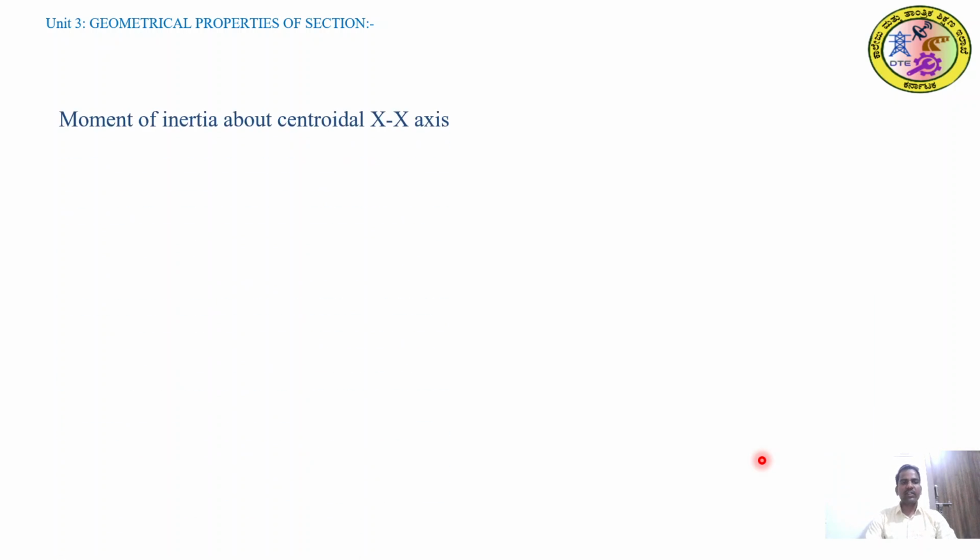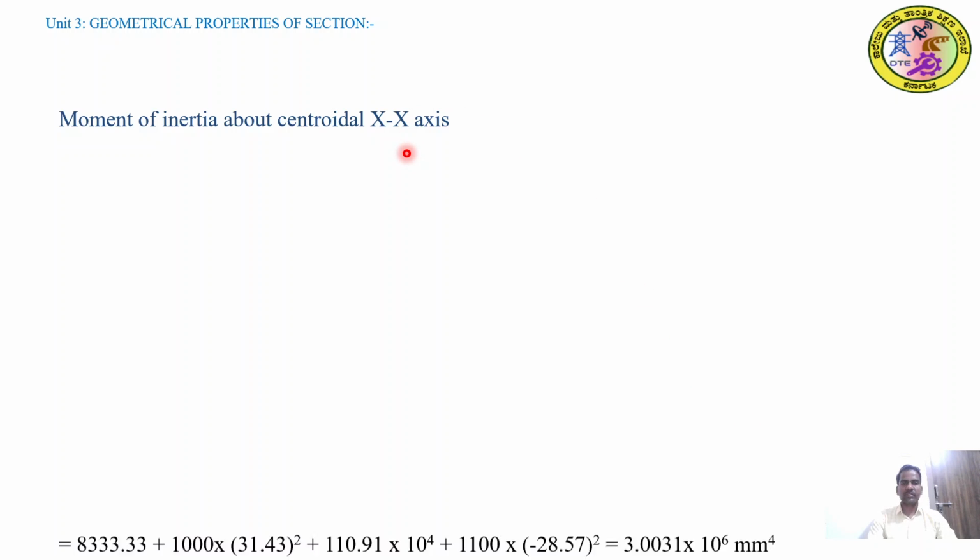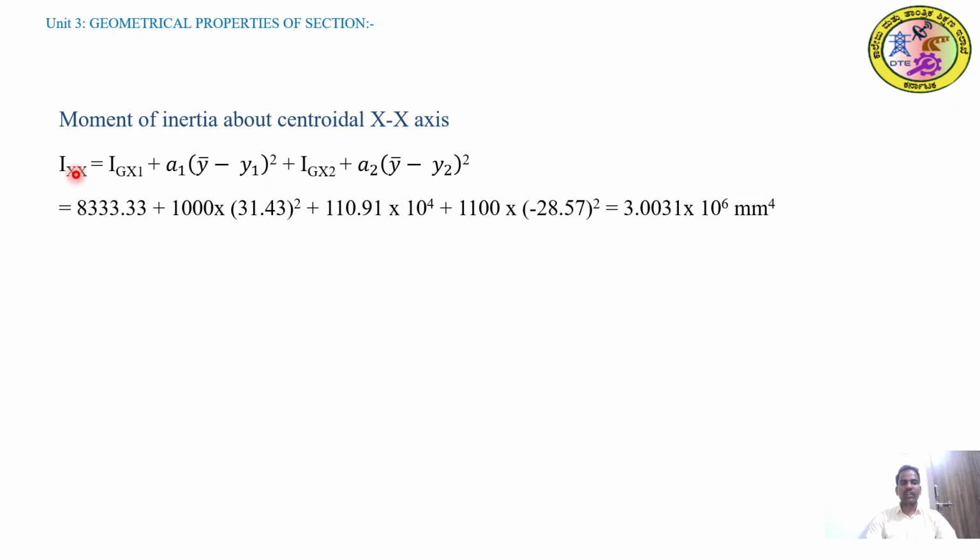To find the moment of inertia about the centroidal x axis, the formula is Ixx, the moment of inertia of the L section with respect to the x axis, equal to the moment of inertia of the first rectangle with respect to the x axis, plus the area of the first rectangle multiplied by the square of the centroidal difference of the first rectangle with respect to the whole section about the x axis, plus the moment of inertia of the second rectangle with respect to the x axis, plus the area of the second rectangle multiplied by the square of the centroidal difference of the second rectangle with respect to the whole section about the x axis.